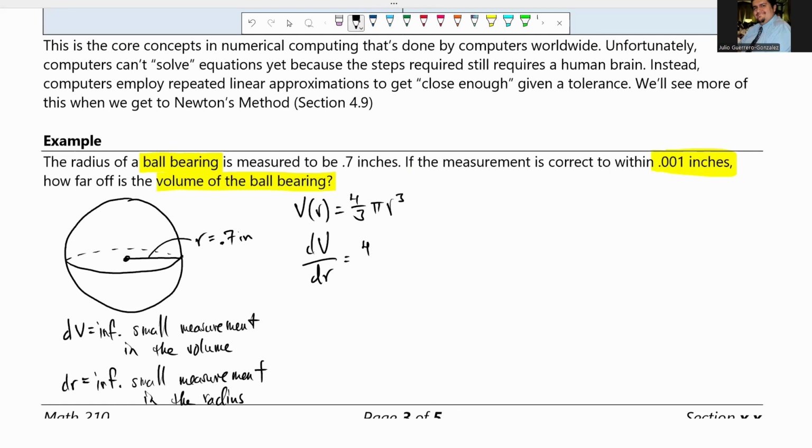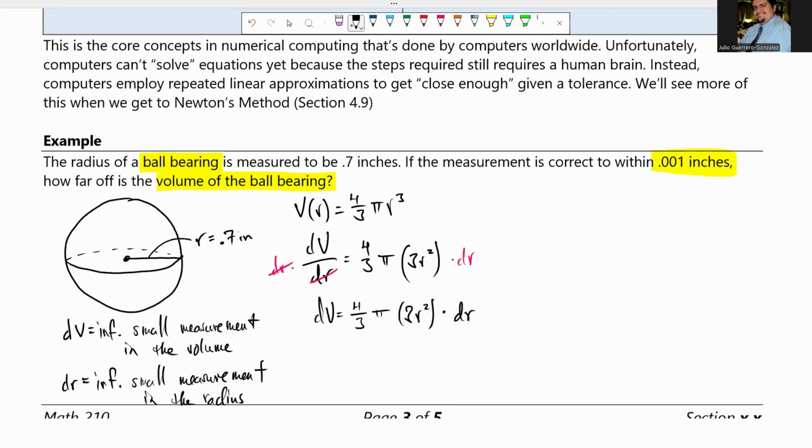That's going to be 4/3 pi. The derivative of r cubed is 3r squared. The rest of the stuff, 4/3 and pi, those are constants. Those just have to come along for the ride. We get left with this. I'm going to multiply through by dr. That'll cancel that, and I get left with dV equals 4/3 pi times 3r squared times dr.